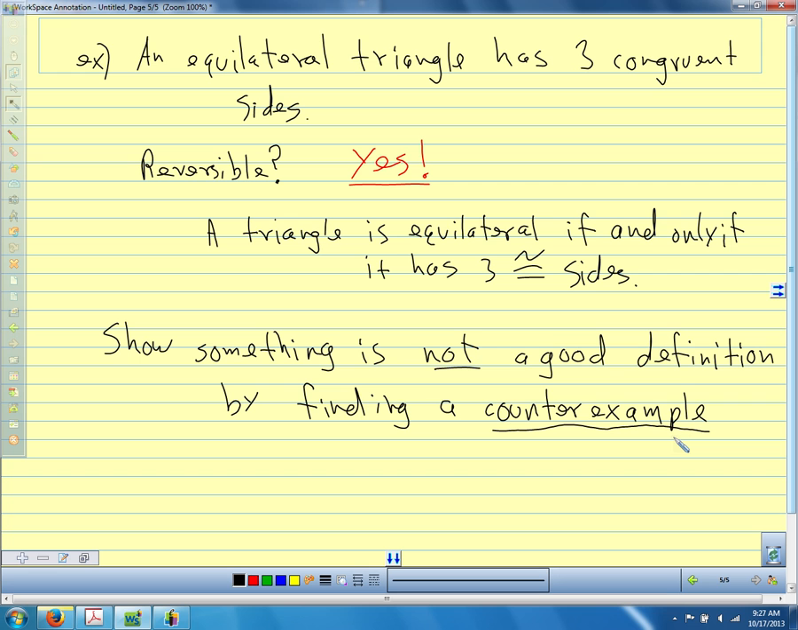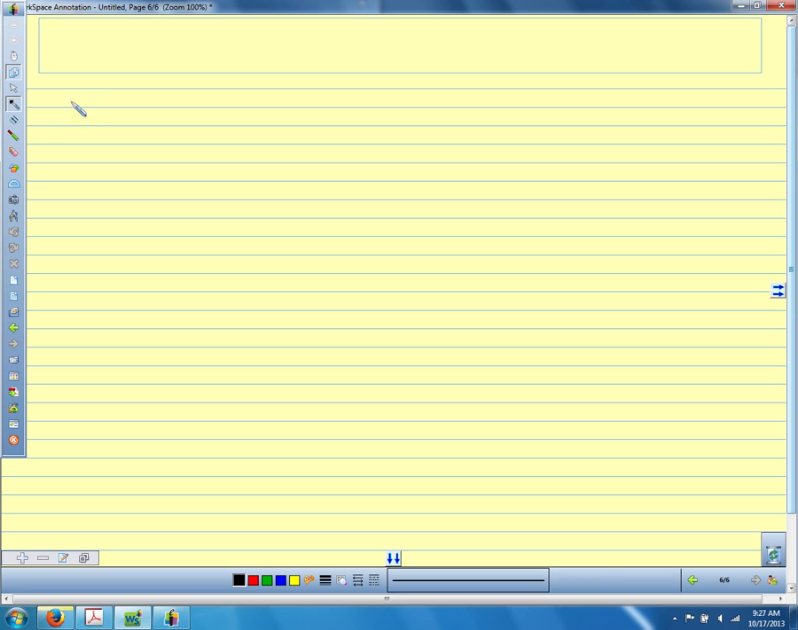So next, I just want to practice finding some counterexamples for some definitions that I write up. You can write them down if you want. You don't necessarily have to write them down. I want you to practice finding these counterexamples. So my first definition. Dogs are animals with 4 paws.